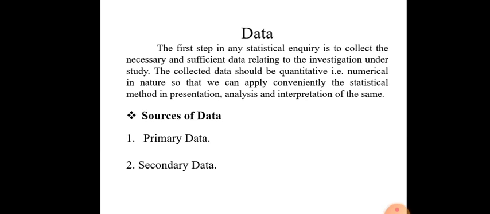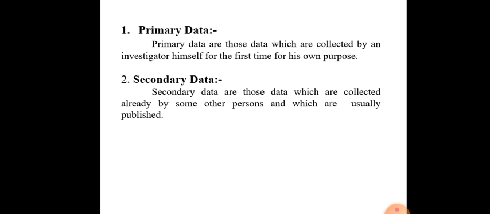So what do you mean by data? Data means information which is required for the statistical investigation. There are two types of sources to collect the data. The first one is primary data, and the second one is secondary data.